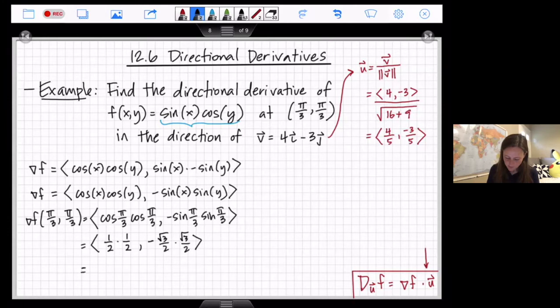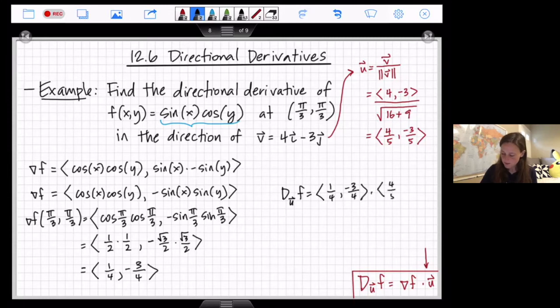And so I get 1/2 times 1/2 is 1/4. And root 3 times root 3 is 3. So I've got negative 3 over 4. All right, so that's my gradient at the point that we're interested in. And I have my unit vector. So our formula says that the directional derivative in the direction of u of our function f is going to be our gradient vector dotted with our unit vector, which we found was ⟨4/5, -3/5⟩.